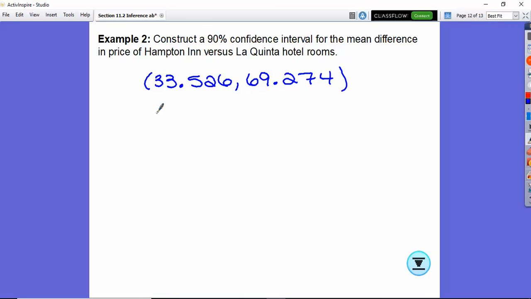How does that help me with whether I accept or reject? Right. We look if the null hypothesis falls in that interval. My null hypothesis was that the difference was 0. Is that in this interval? No.